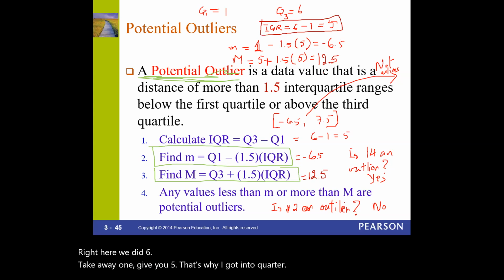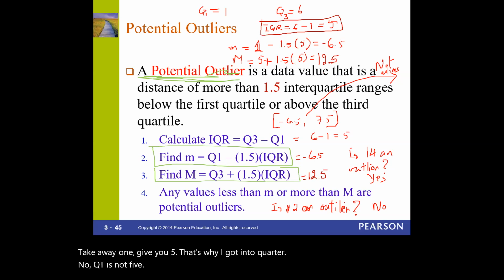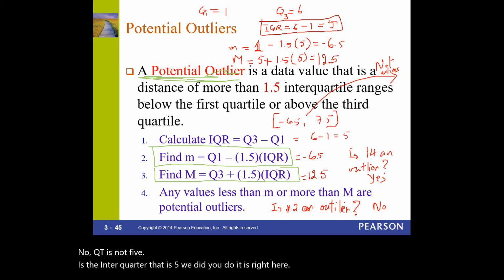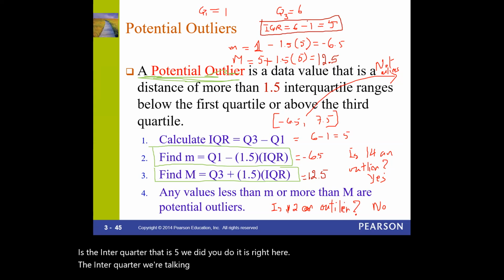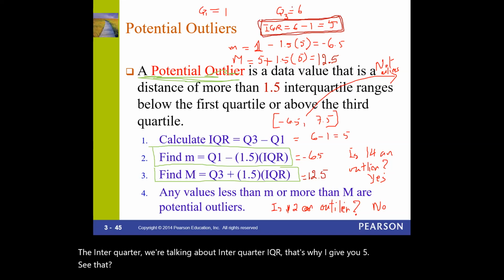No, Q2 is not 5. It's the interquartile that is 5. You do this right here. We're talking about the interquartile, IQR. That's why I give you 5. See that? There's going to be 6 take away 1. That's going to give you 5. You got it?